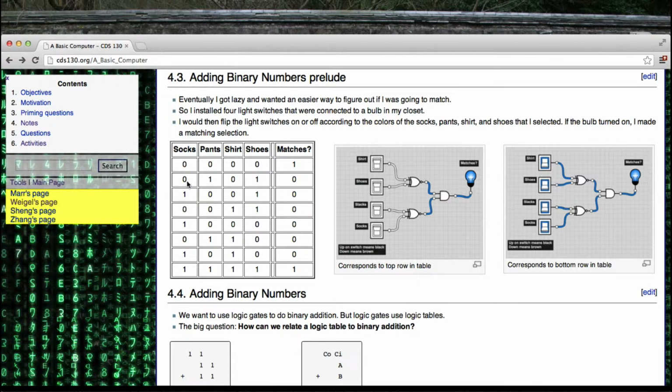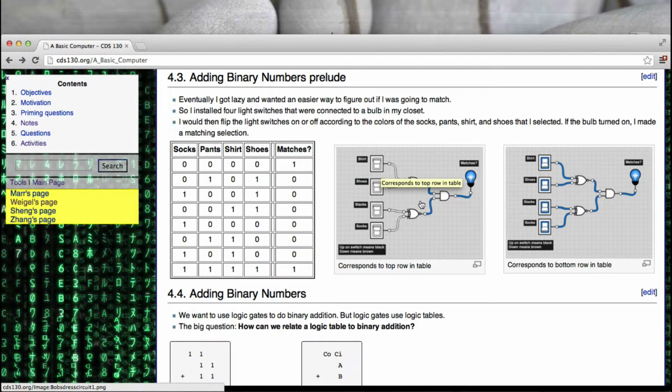So you would have half of the switches up, half of them down, and then to figure out if you got the right answer, you would say, this row has 0, therefore I expect the light bulb to be off. And again, what's shown in this table, corresponding to the top row, all black, all zeros for the input, matches. And what's shown here, corresponding to the bottom row of the table, all brown, also matches.